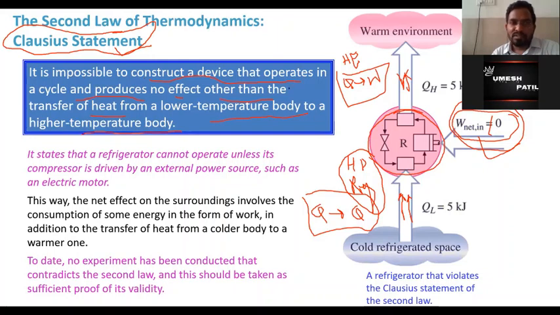It is impossible to construct a device that operates in a cycle that produces no other effect than. So it is impossible to construct a device. What kind of device? The device that produces no effect other than transfer of heat from a low temperature body to a high temperature body, and such a device is not possible. So what addition has to be there? It needs to take help of some external work. So this work has to be there, and if this work is not there, this device will not work, and that is nothing but the Clausius statement.